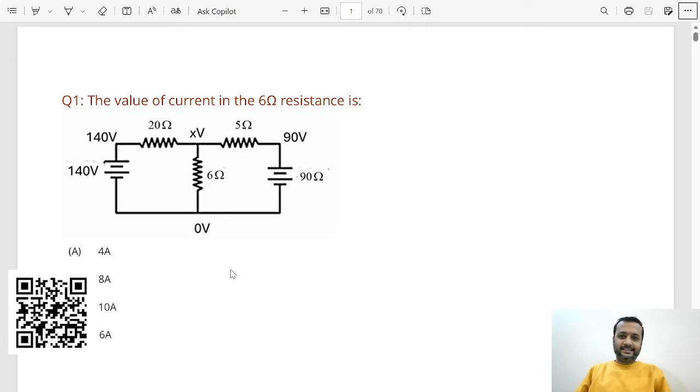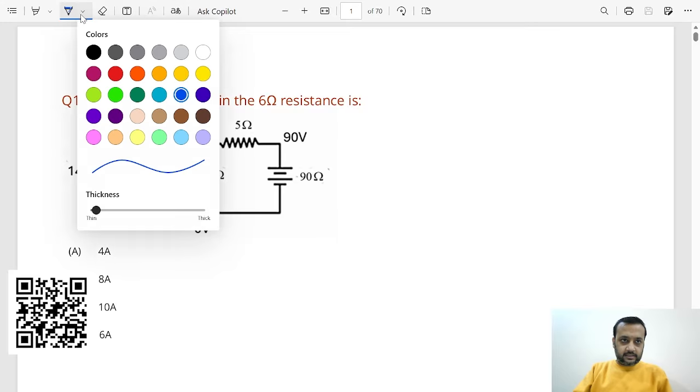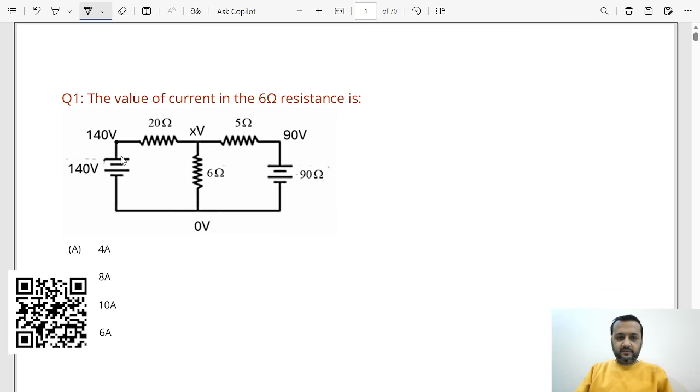Hello students, let us see the solution of this JEE question. In this question we have to find the current in the 6 ohm resistor. Here the potential is assumed to be 0 volts. Naturally, here the potential will be 140, and here it will be 90.